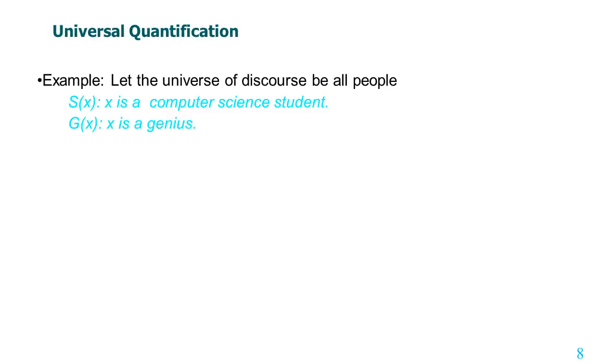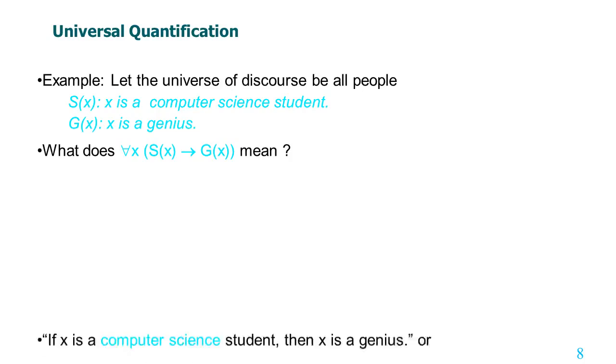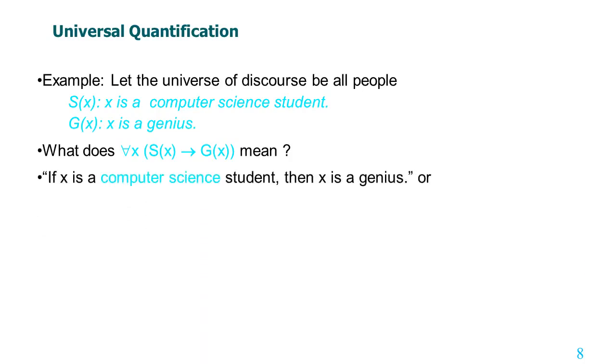Universal quantification example: let the universe of discourse be all people. S(x) means x is a computer science student, and G(x) means x is a genius. Then what does the statement mean? The statement means that if x is a computer science student, then x is a genius, or all computer science students are geniuses.